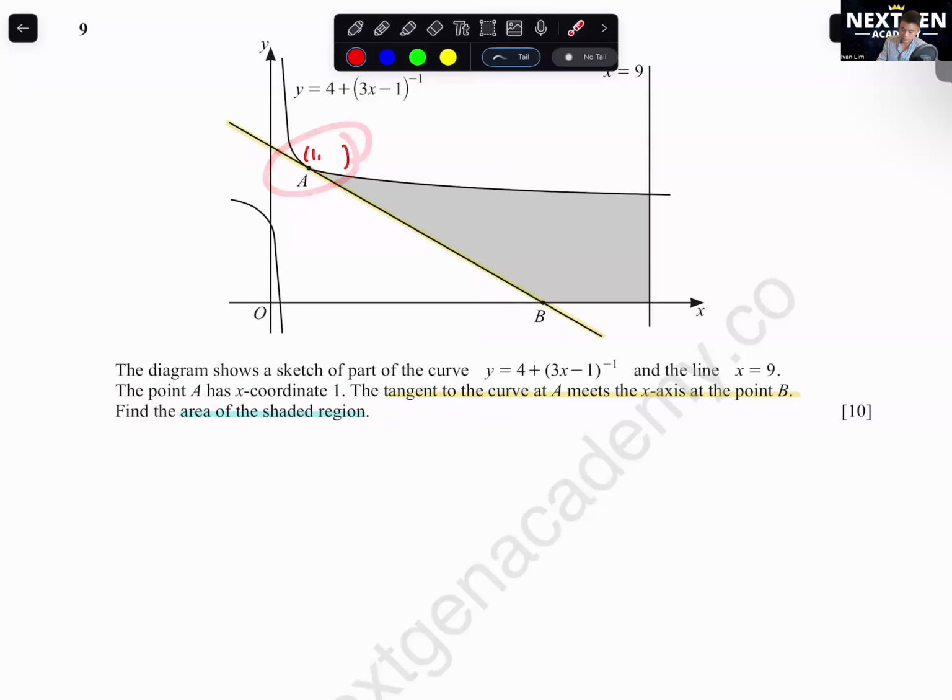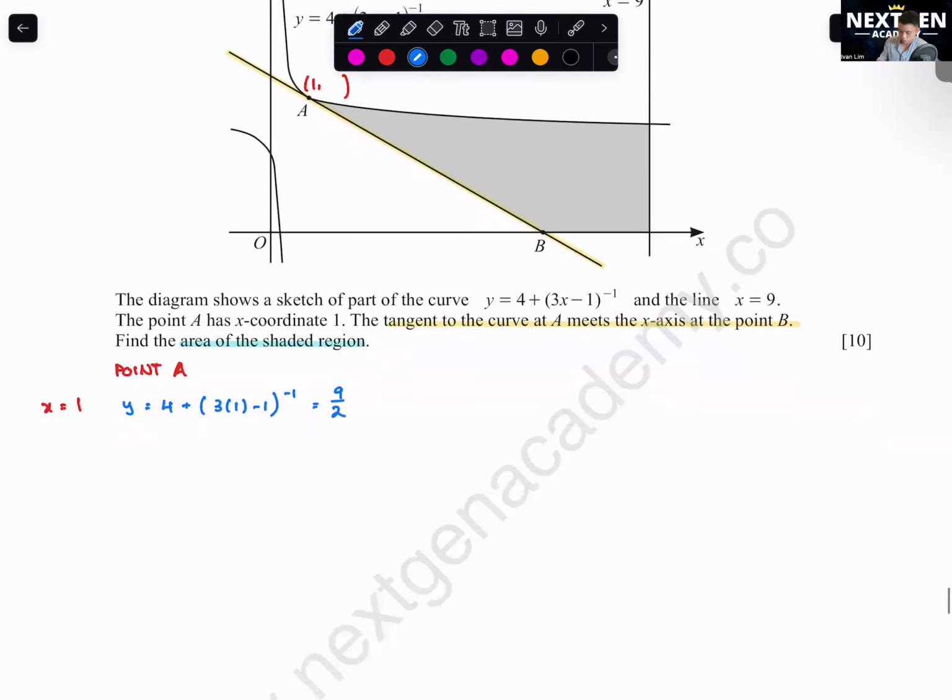Point A, I can just substitute in 1 into this equation. So first, point A, I'm going to substitute 1 into the curve. x equals to 1. We substitute y equals to 4 plus 3 times 1 minus 1 to the power of negative 1, which is equals to 9 over 2. So my point A is equals to 1, 9 over 2.